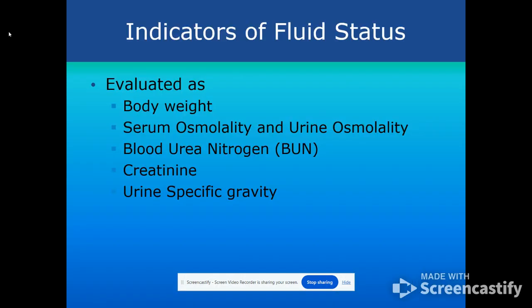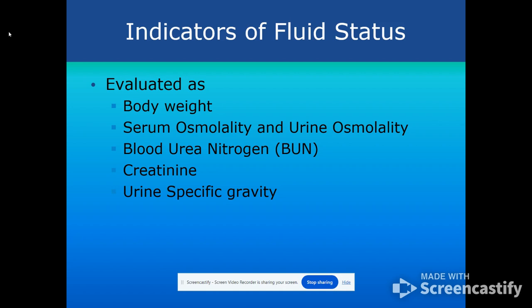All right, so how do we know if a patient has an adequate balance of fluid? How can we tell? Well, body weight is the first. In comparison to normal weight, it can provide information on whether somebody has an exceptional amount of fluid loss or is retaining an exceptional amount of fluid. We can also look at this through serum osmolality and urine osmolality.